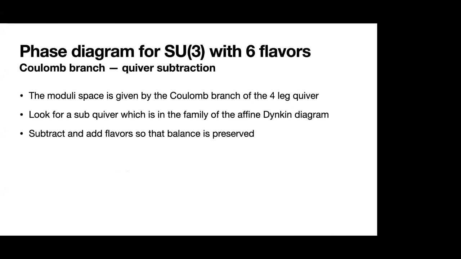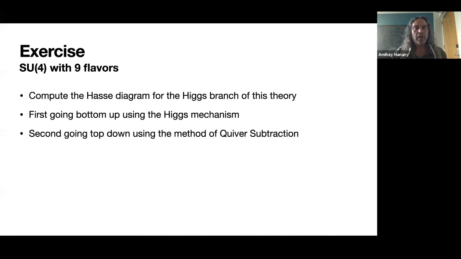Let me actually, I think I had an exercise. For next time, figure out the Hasse diagram for the Higgs branch of SU(4) with 9 flavors, and do it in 2 steps. First, do it going bottom up using the Higgs mechanism. And second, do it top down using the method of quiver subtraction.